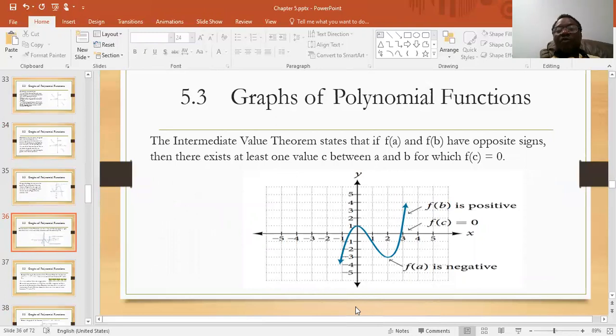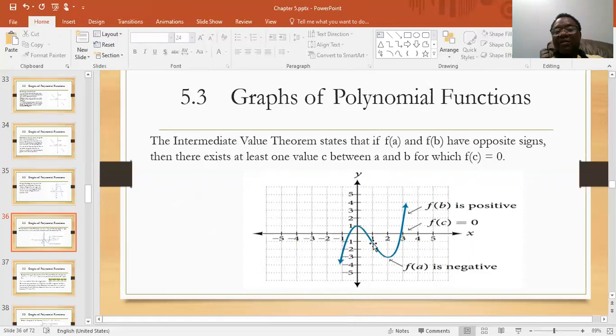The intermediate value theorem is a theorem that can also help us to identify x-intercepts. The intermediate value theorem states that if f of a and f of b have opposite signs, then there must be a point between a and b where the function is 0. That is, there is an x-intercept between a and b. This is an example.